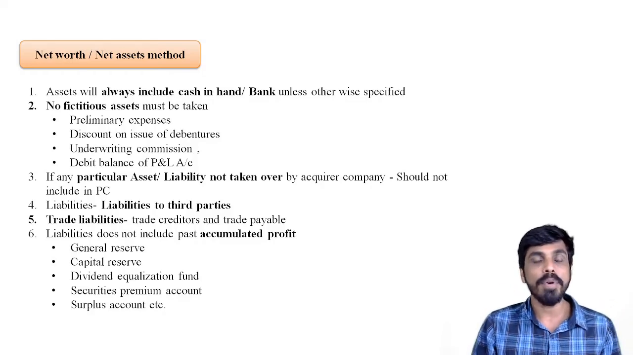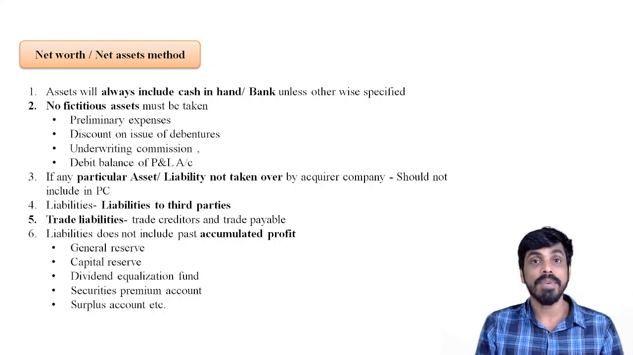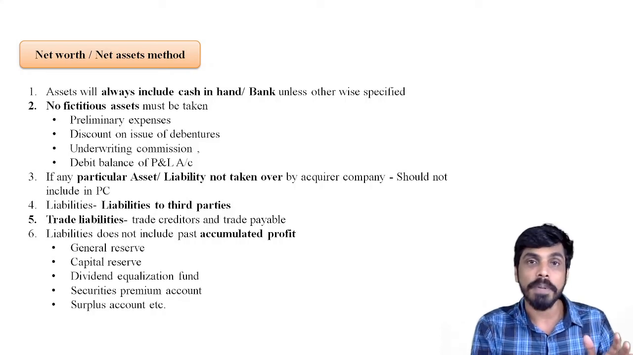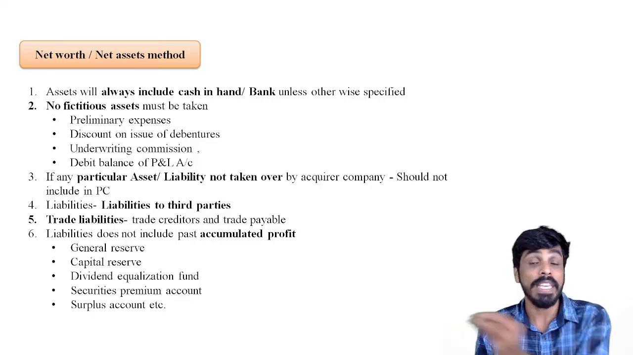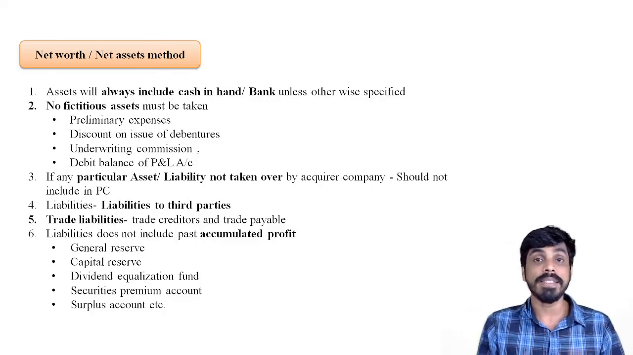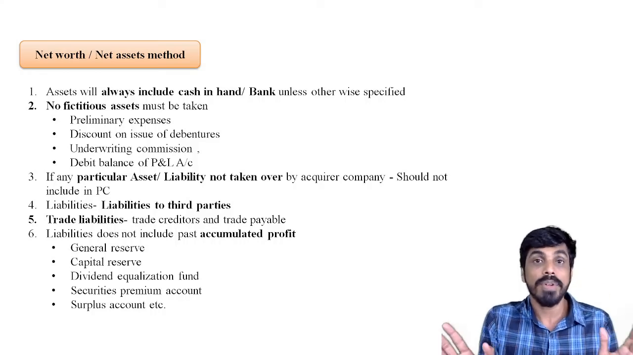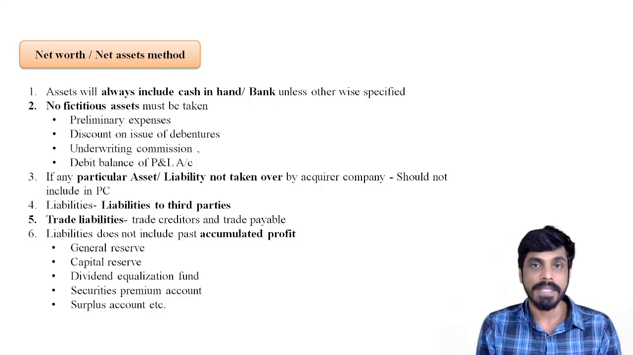Fine. And the second point, no fictitious asset should be taken. Asset does not mean fictitious asset. What do you mean by fictitious asset? They are not real assets, but we are just considering them as assets. For example, preliminary expenses. What do you mean by preliminary expenses? The expenses incurred by the company before incorporation are known as preliminary expenses. We can write off those expenses. That's why we are putting it as an asset in the balance sheet. They are not real assets. So if there is any fictitious asset in the balance sheet, don't take it as an asset. Okay, so fictitious assets will not be included as a part of purchase consideration.